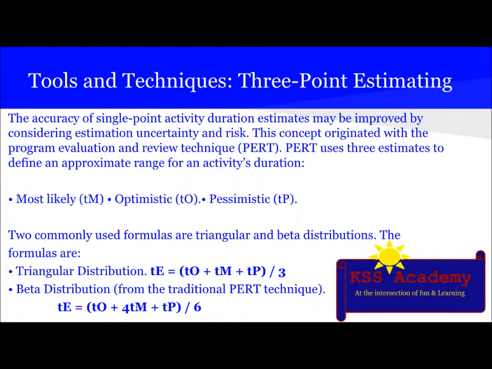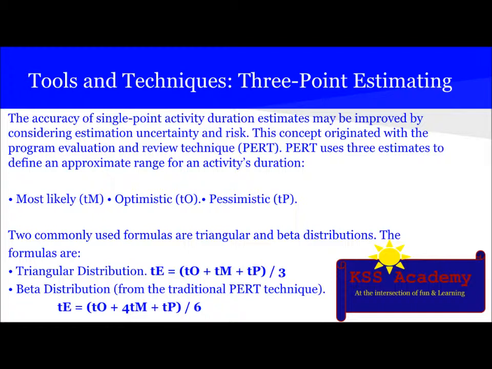Then the next tool and technique used for estimating activity duration is three-point estimate. The accuracy of a single activity duration estimate may be improved by considering estimate uncertainty and risk. The concept originated with program evaluation and review technique, also called PERT. PERT uses three estimates to define an approximate range for an activity duration. The three points are most likely, optimistic, and pessimistic.